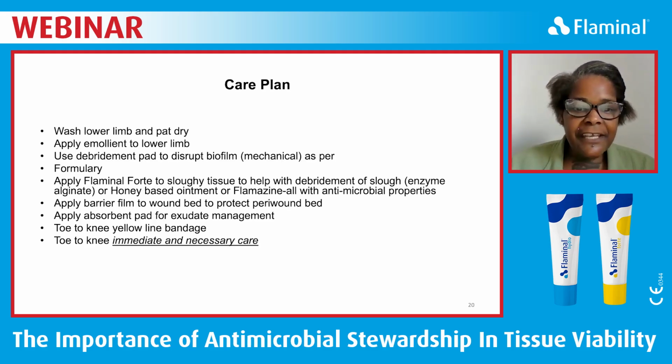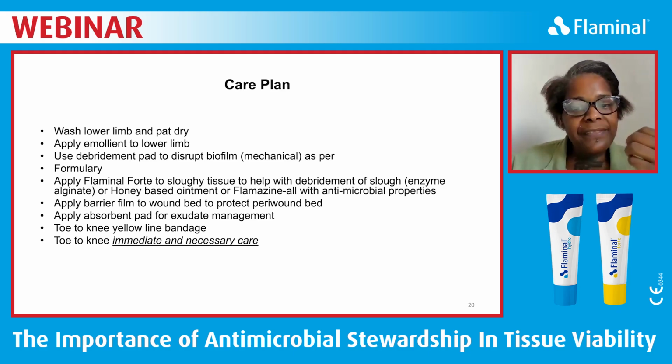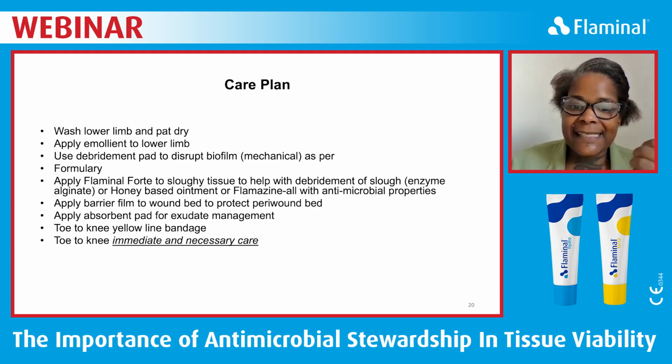So this gentleman's care plan included washing the lower limb and pat drying, applying emollient to the whole limb, using a debridement pad to disrupt the biofilm as per your formulary, and then applying an antimicrobial agent such as Flaminal Forte, or possibly Flaminal Hydro if the slough was very thick and dry, with the intent of helping to reduce and debride that slough, as Flaminal Forte is an enzymatic alginate.